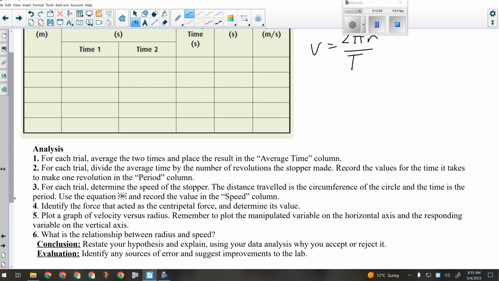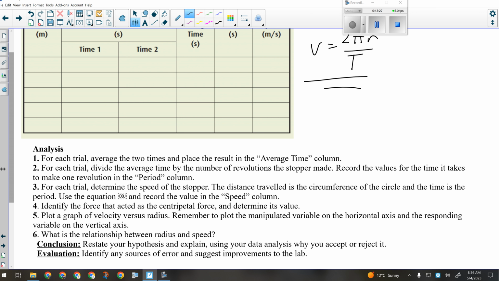Now, for number 4, identify the force that acted as the centripetal force and determine its value. I'm sorry, this didn't copy over here. So using this equation, calculate the speed and put it in the speed column. Identify the force that acted as the centripetal force. Spoiler alert, it is not the tension in the rope. I mean, it is, but something's putting the tension in the rope. Without that little thing I was pointing out before, there would be no tension in the rope.